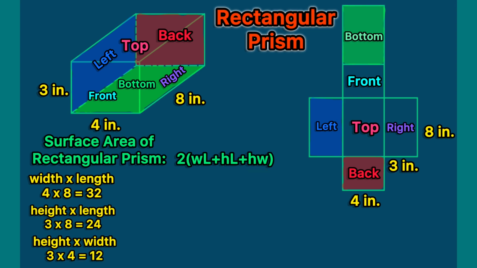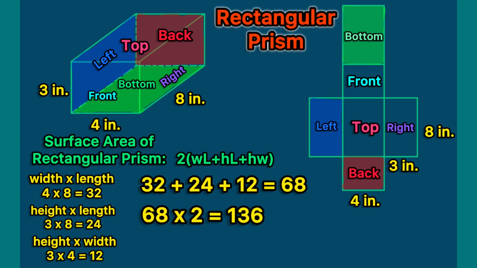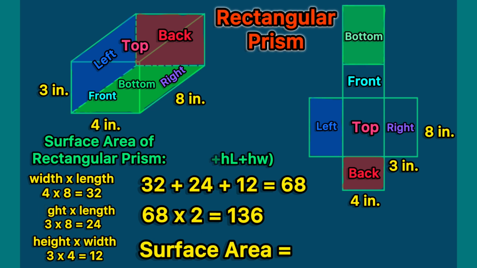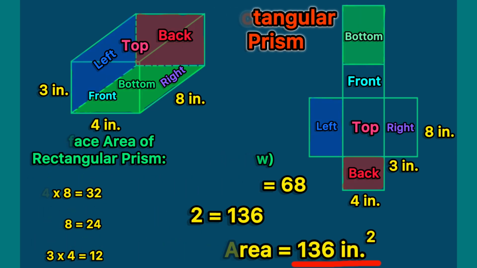We can now add up all these numbers. This gives us 68. Now we multiply this by 2 to get the surface area. The surface area of this rectangular prism is 136 inches squared.